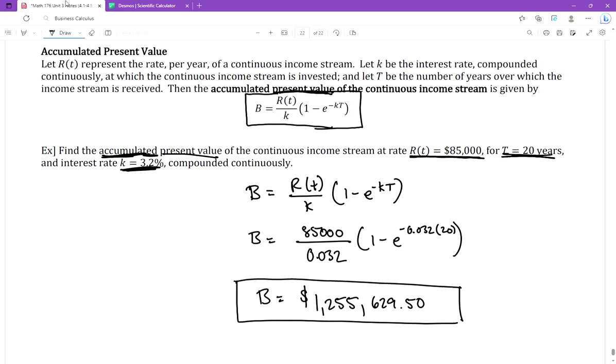So again, we had a rate. If we take the antiderivative or the integral, we get a total value, and that is our accumulated present value in this problem. So that is it.